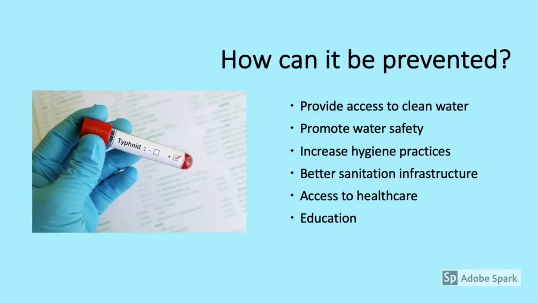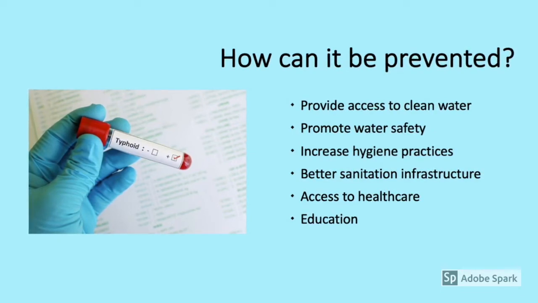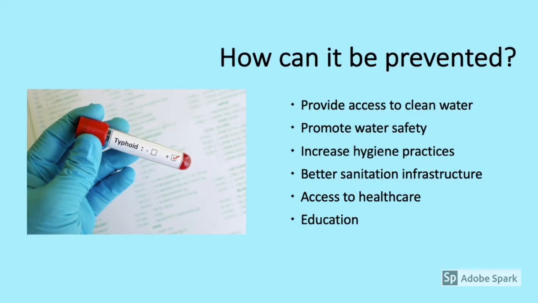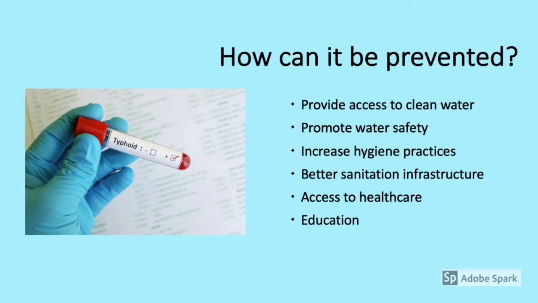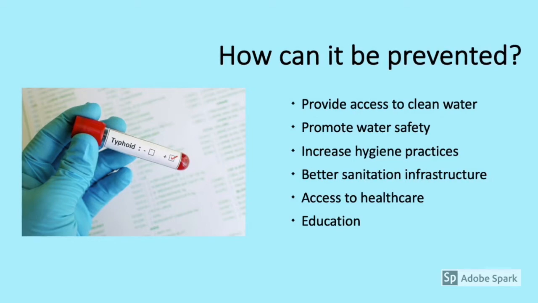There are a number of ways that the spread of typhoid fever can be slowed down. These include providing access to clean water, promoting water safety by barricading supplies so that it won't get contaminated, increasing hygiene practices amongst food handlers in endemic countries, better sanitation infrastructure, ensuring adequate access to healthcare and treatment, and providing education on personal hygiene such as proper hand washing techniques.